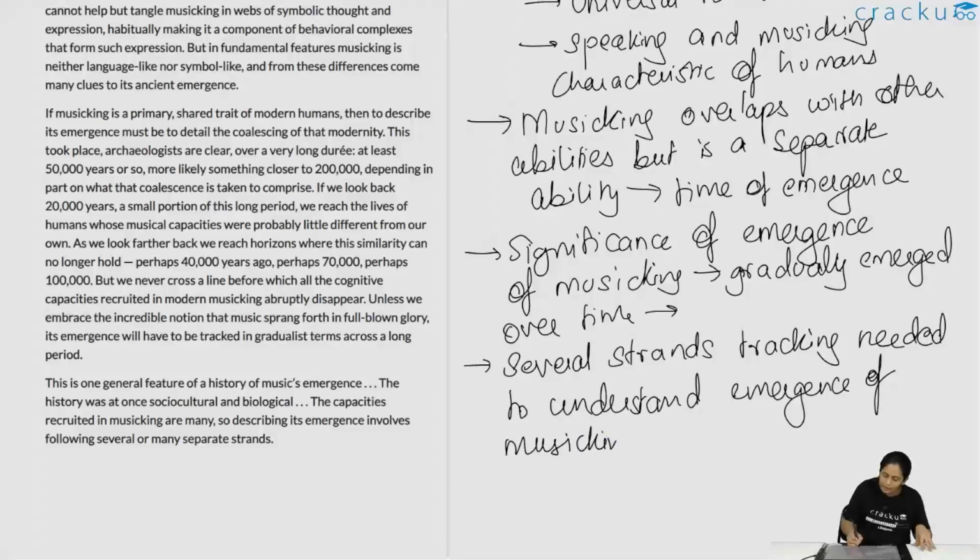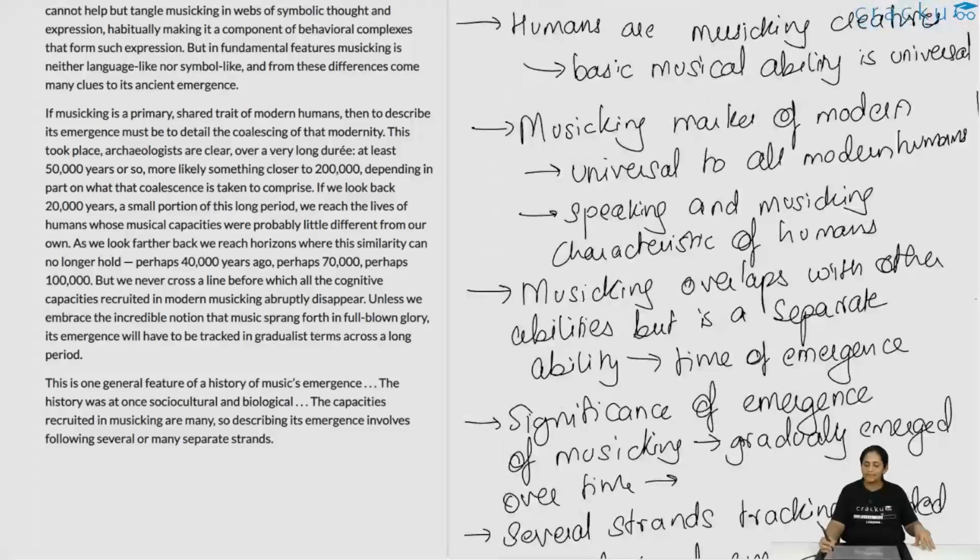So what is being basically discussed over here? How musicking is essentially a marker or a characteristic of modern humanity, how it is a distinct capability, distinct from speaking and symbolism. It is a distinct marker of how we became the modern humans that we are. It's a modern capacity, and all humans universally have this capacity. And if we understand how it emerged, we would be able to understand how the modern human emerged. So that is basically what is being discussed: musicking as a capability, musicking as a marker of modern humanity.